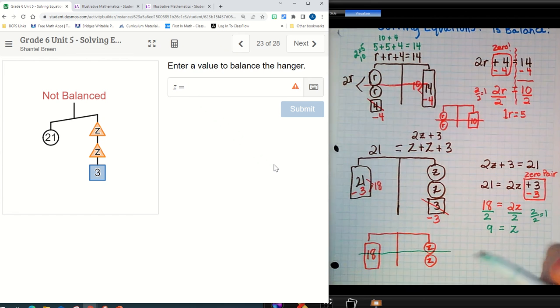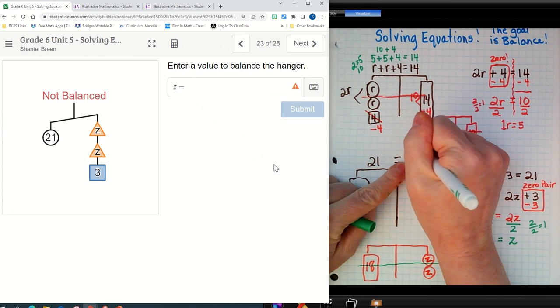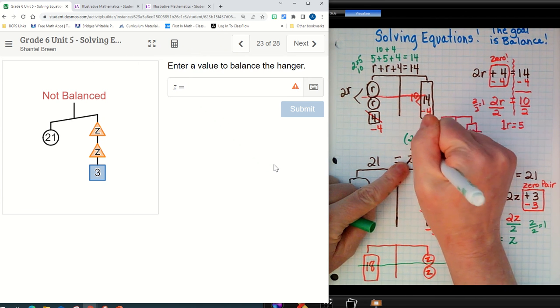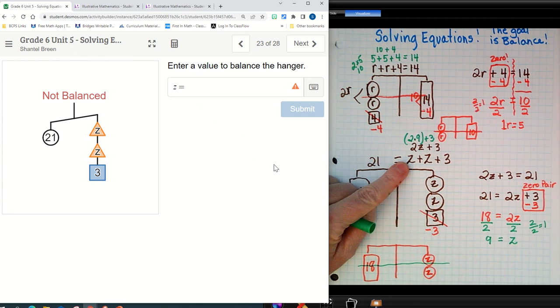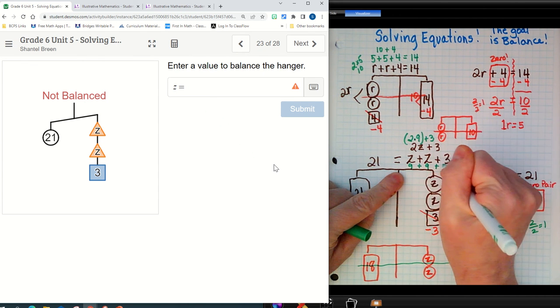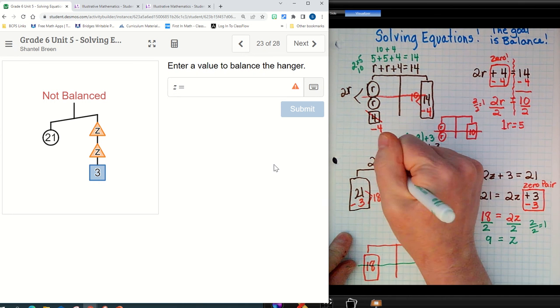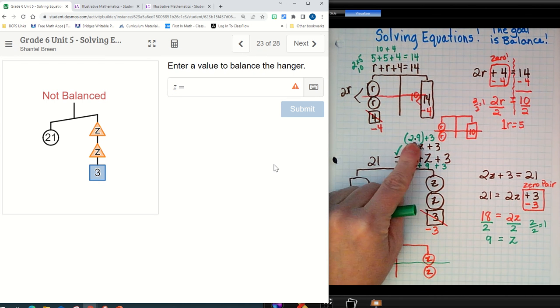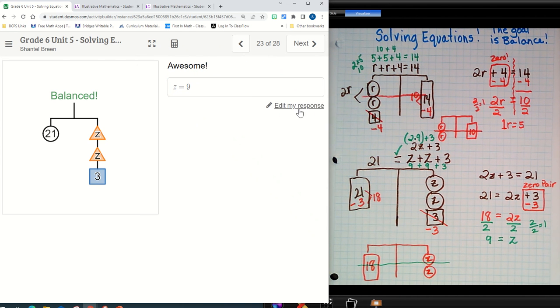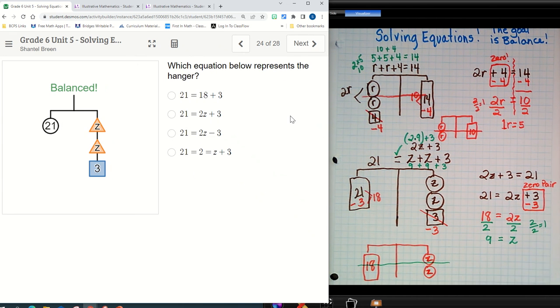All right, go back up to the top. You can use 2 times 9 plus 3, 18 plus 3, or you can do 9 plus 9 plus 3. Either way, it balances out. 2 times 9 is 18, and 18 plus 3 is 21. Let's go ahead and plug it in. Z is 9, balanced.